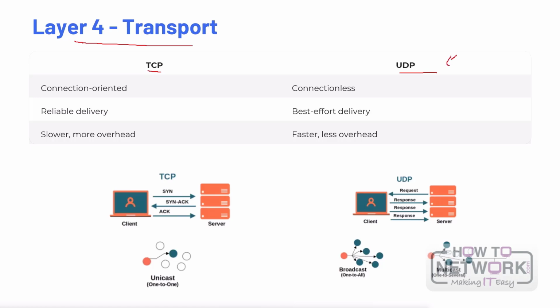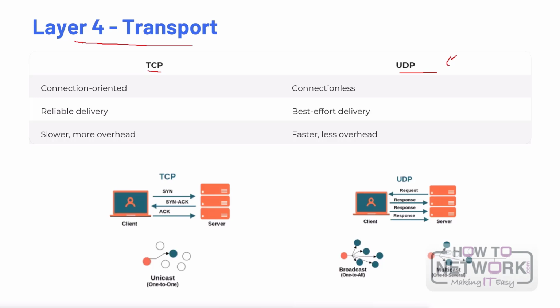Now, the second protocol is UDP, or the User Datagram Protocol. The User Datagram Protocol is a connectionless protocol, meaning it doesn't establish a connection before sending data. It offers faster data transmission with less overhead, but it doesn't guarantee delivery or order. UDP is often used for applications where speed and efficiency are critical and some data loss is acceptable, such as streaming video, online gaming, and voice communication. UDP is also used for DNS queries, which are often time sensitive.